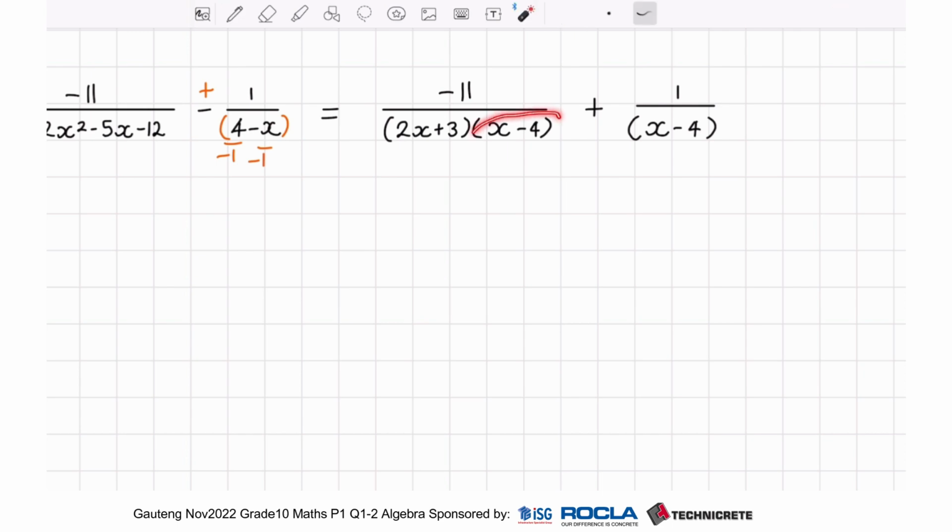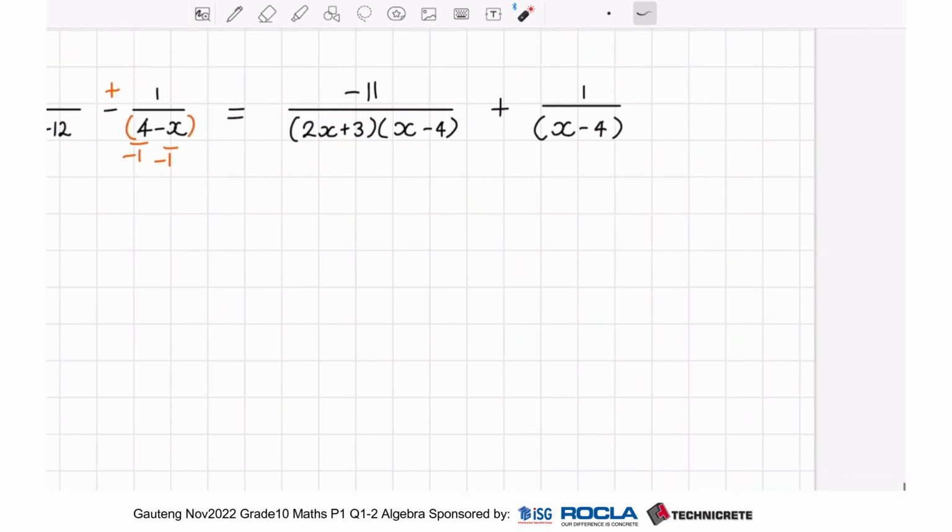So now I can see that these two have the same factor, and I want the same denominators so that I'm going to be able to add these fractions together. So this fraction here has already got the x minus 4, and the only thing that it's missing is this 2x plus 3. So I'm going to multiply the whole fraction by 2x plus 3. Well, I want to multiply the denominator by 2x plus 3, which means that I'm going to have to multiply the numerator by 2x plus 3, because 2x plus 3 over 2x plus 3 is equal to 1.